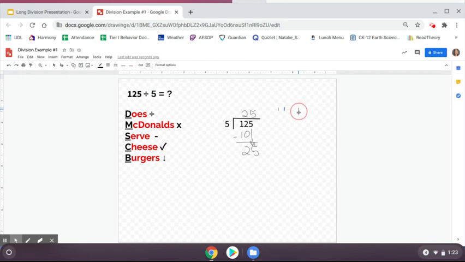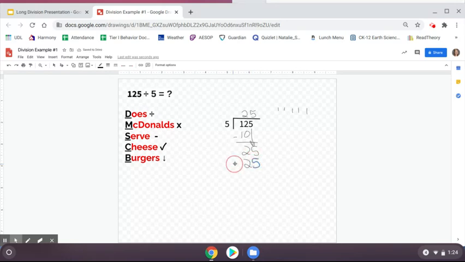15, 20, 25. So count by 5 times. 5, 10, 15, 20, 25. So 5 groups of 5. So 25 divided by 5, I get 5 groups, or 5 in each group. I check by multiplying. 5 times 5 is 25. So I've used all of those apples, thankfully. It makes my job easier.